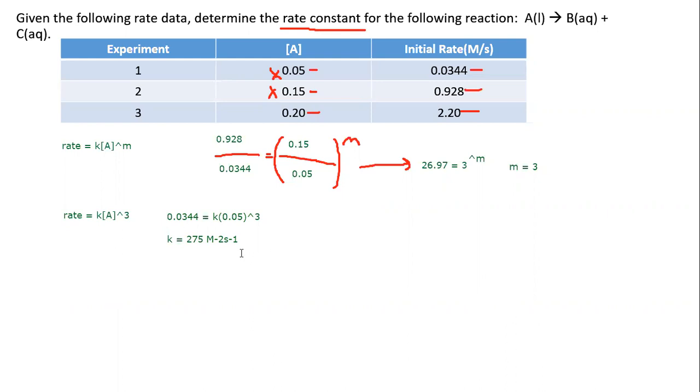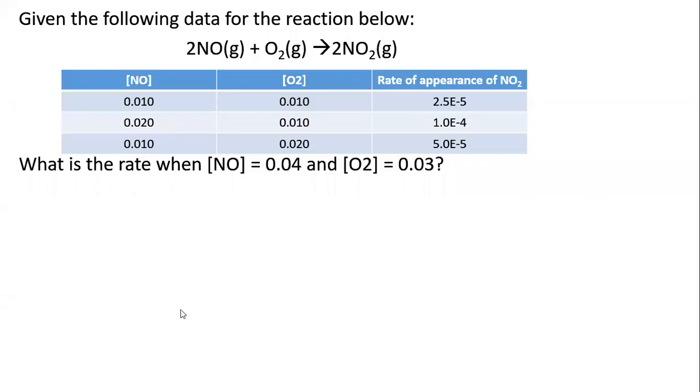So once you do the rate constant, now you have it for that particular chemical reaction, and you can determine the rate with different concentrations. Example. So in this reaction, we have 2 reactants, nitrogen monoxide and oxygen gas, and we want to know what is the rate when NO is 0.04 molarity and O2 is 0.03. And it gives us a series of experiments. It says when the concentration of NO is this and oxygen is this, what's the rate of NO2 appearance?